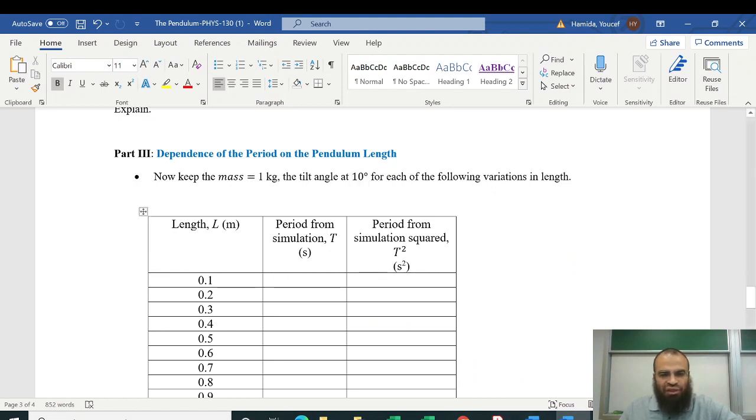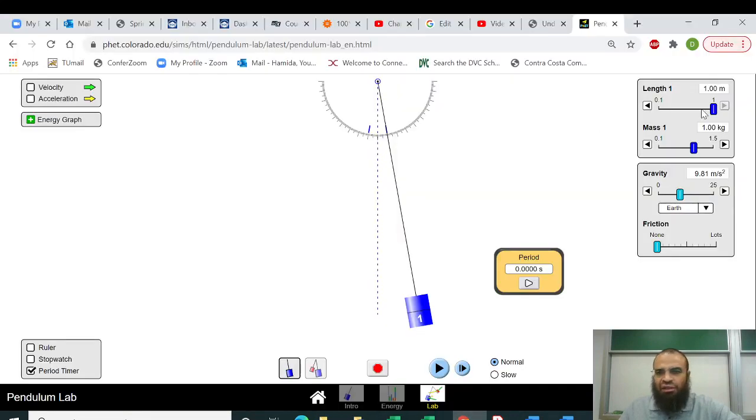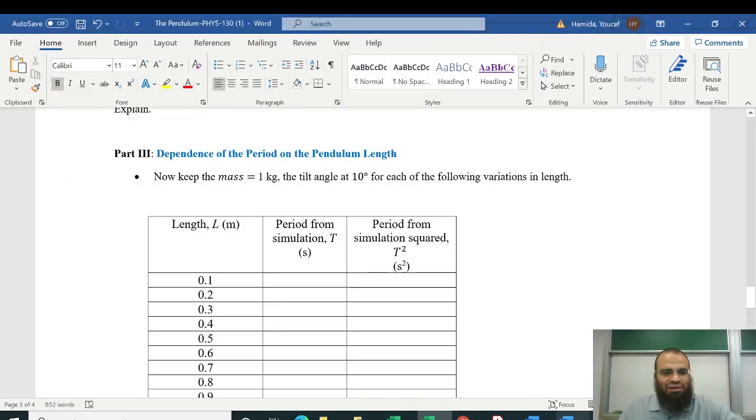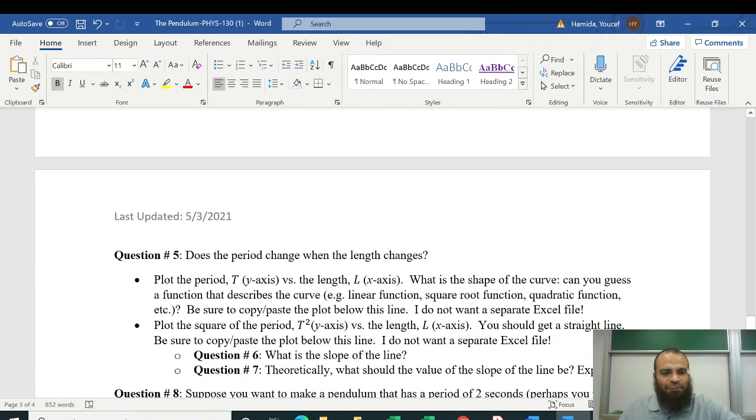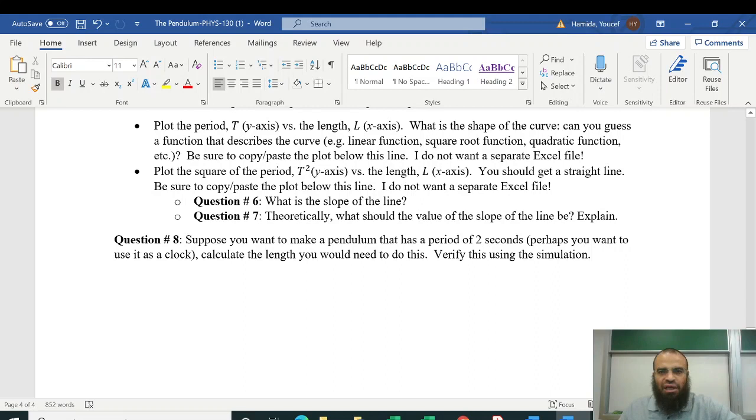So you find the period when L is 0.1. Let's see. So when L is 0.1, run it, find the period, short period, and then do it again when L is 0.2, run it, find the period, and fill out the table here, and then you're asked to make a plot. Okay, and yeah, so that's that.